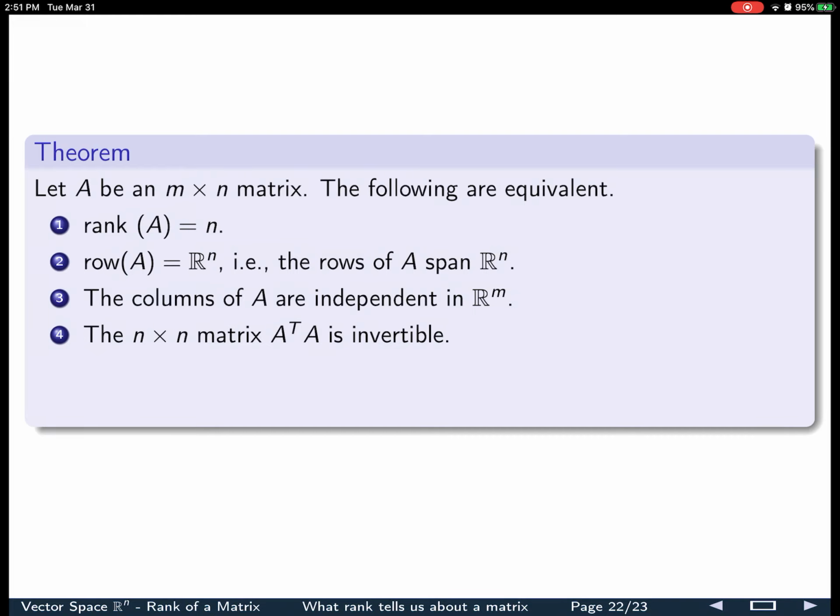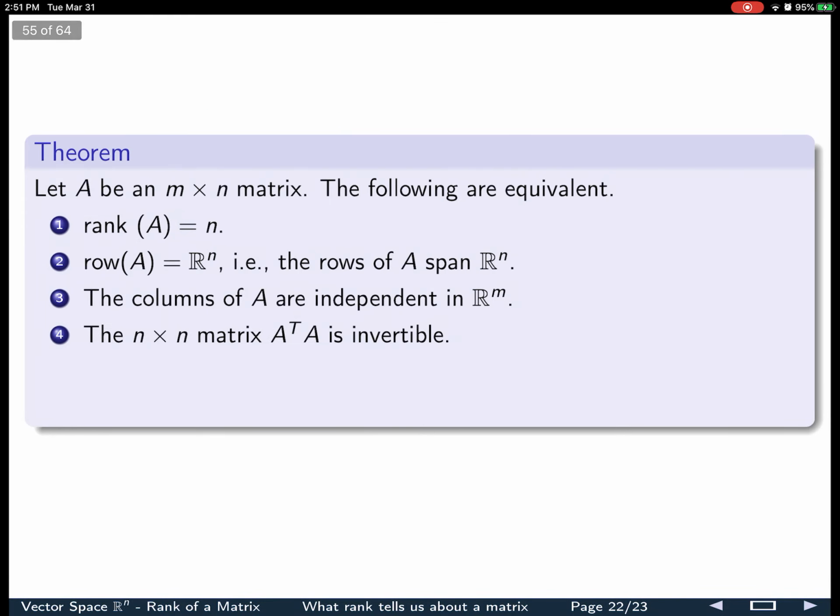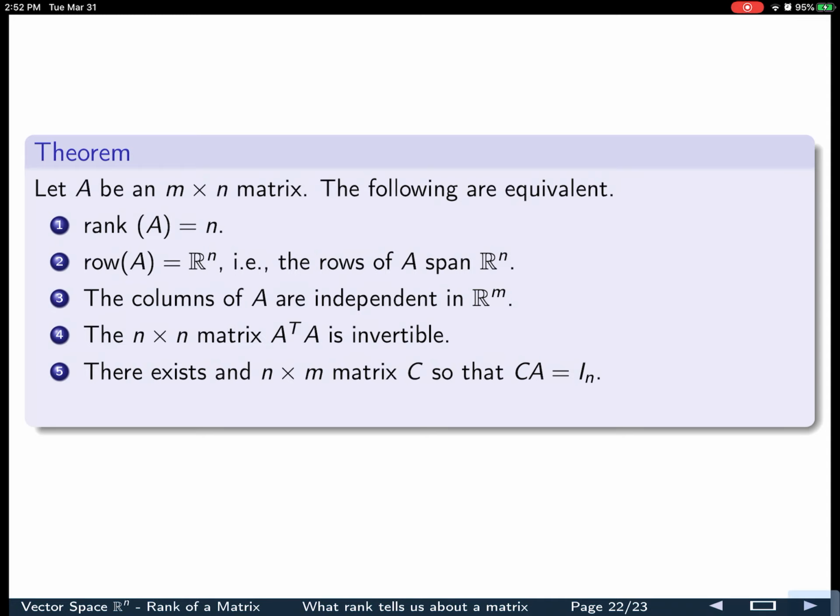The matrix A transpose A would be invertible. That's cool. A transpose A would be an n by n matrix, so it would be a 2 by 2 matrix if we multiplied, say, this matrix times its transpose in that way. There exists an n by m matrix C such that C times A is the identity. So that means that there's some matrix C that kind of acts like an inverse when you multiply A on the left by C. That's cool.